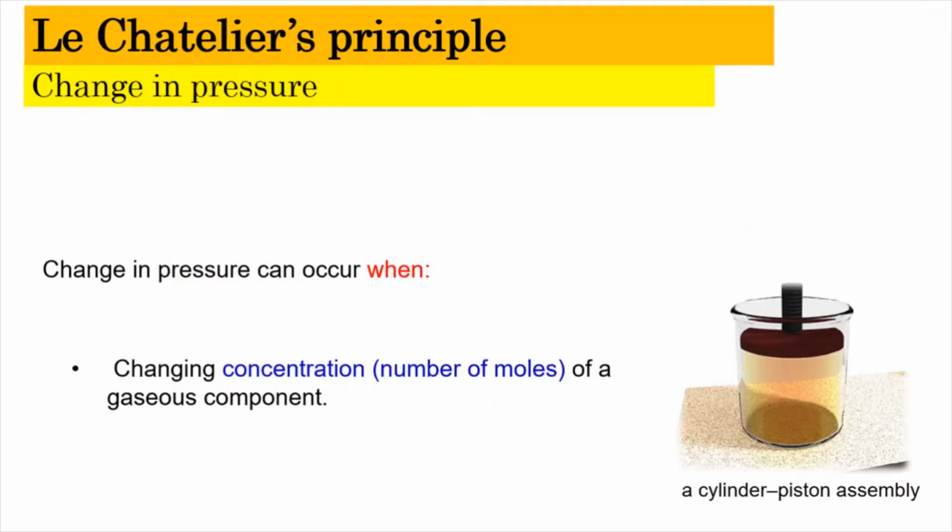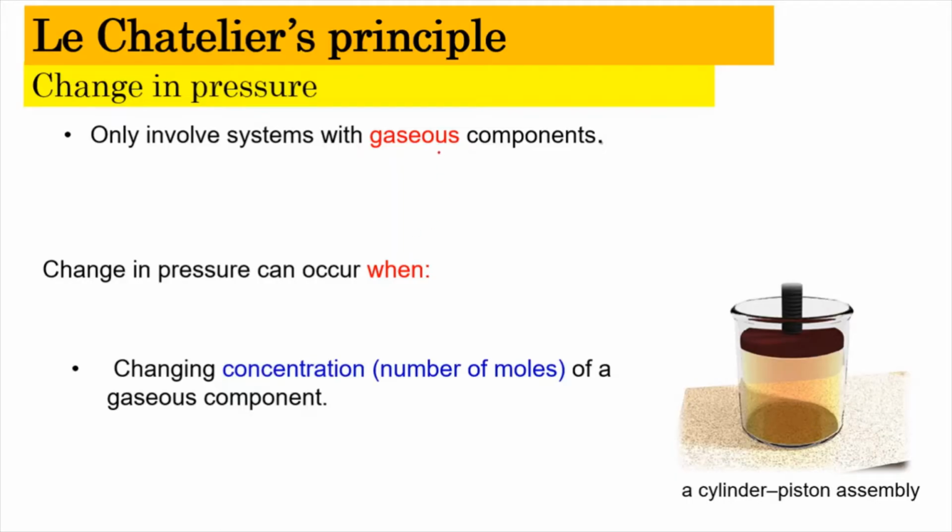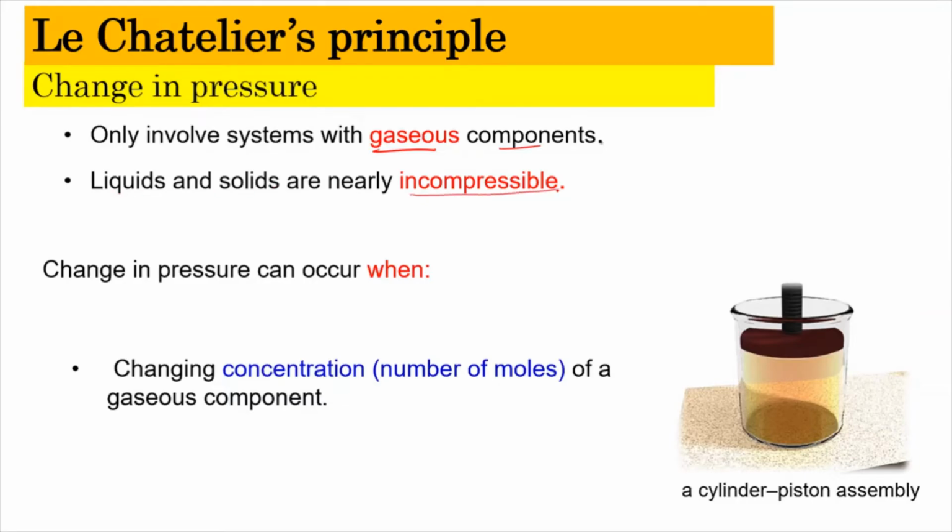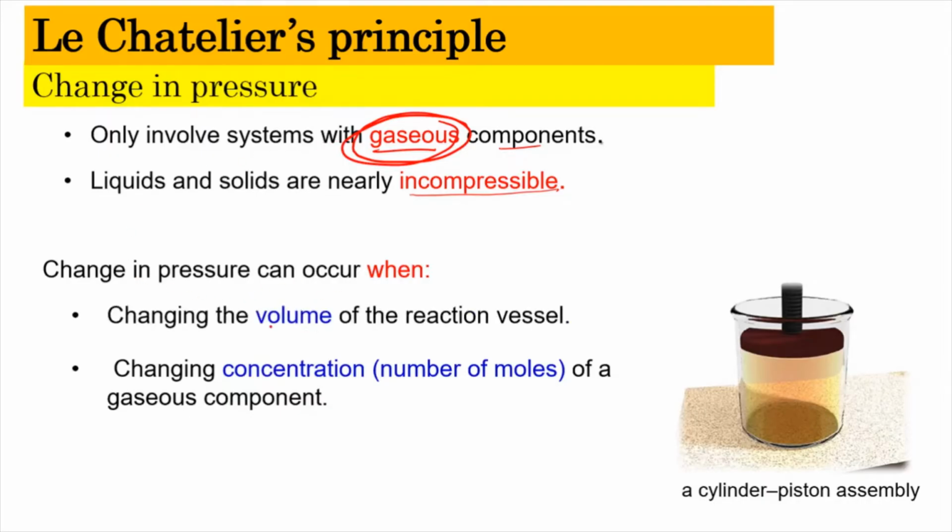Now we're going to look into the second factor, which is the change in pressure. So the change in pressure only involves systems with a gaseous component. And this is because liquids and solids are nearly incompressible and they have no relation with the pressure. And the change in pressure can occur when we adjust the volume.